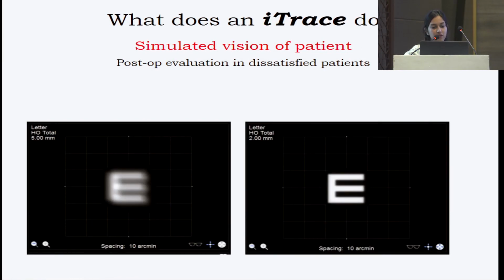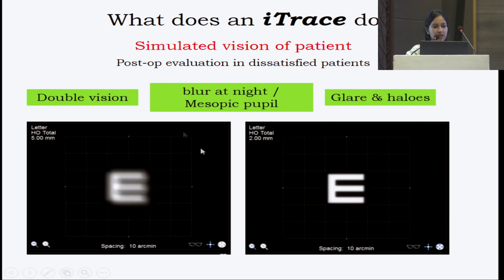Eye Trace also gives us a very good simulation of vision of a patient. This is a simulated picture of how the patient is perceiving a letter E at a mesopic pupil and at a 2 mm pupil.